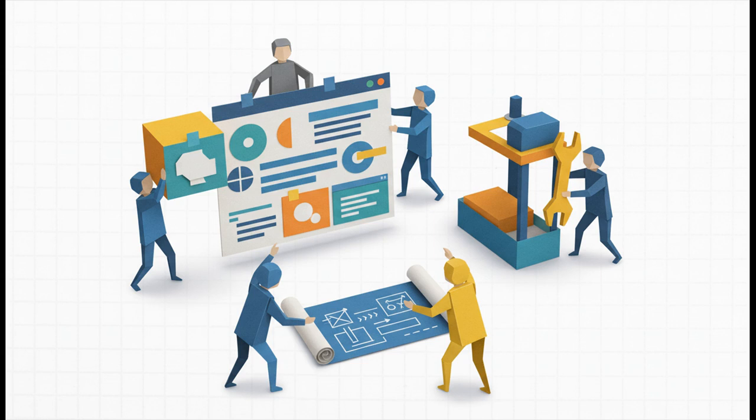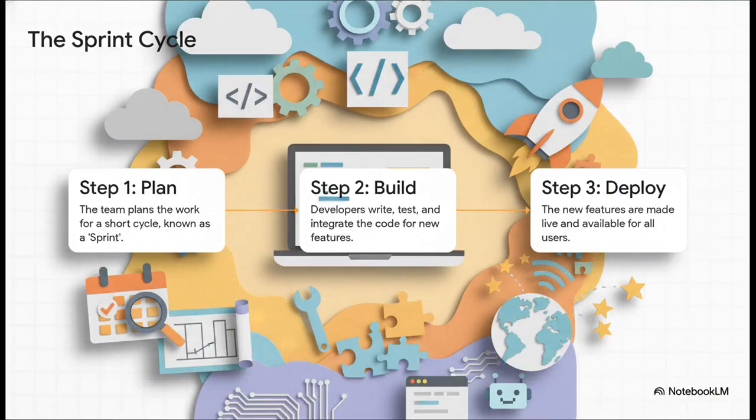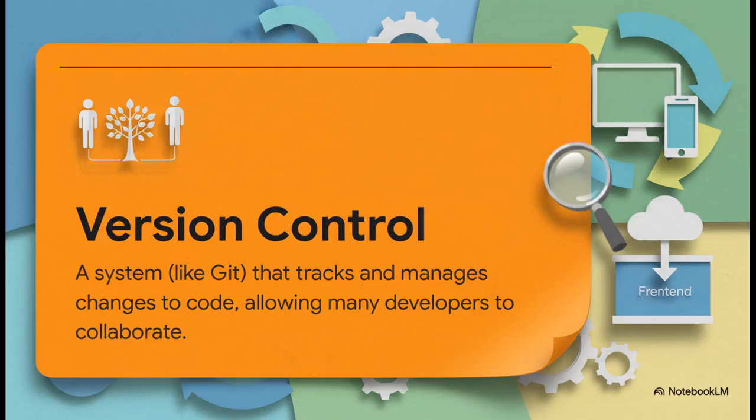So, how do teams actually build and manage all this code together? It takes some serious teamwork. A lot of teams use a method called Agile. It's all about working in quick, flexible cycles. This is usually done in sprints, short periods, where a team builds and then releases a piece of work. And to keep it all straight, they use version control. Think of it like a history book for code.